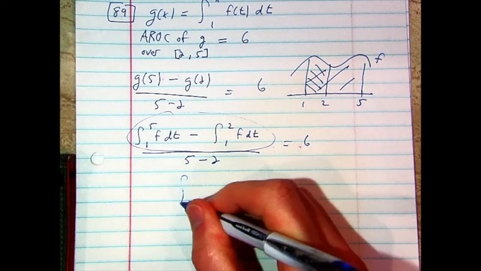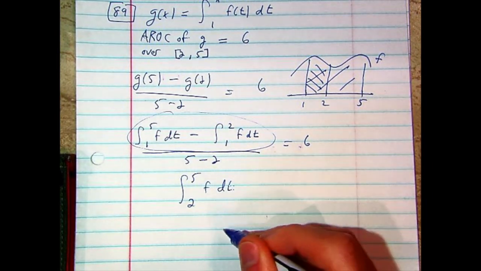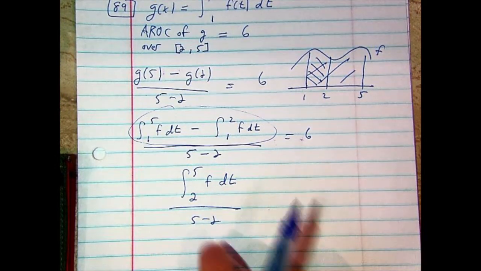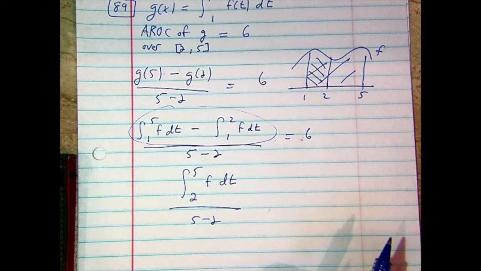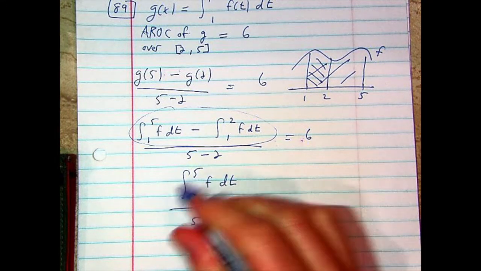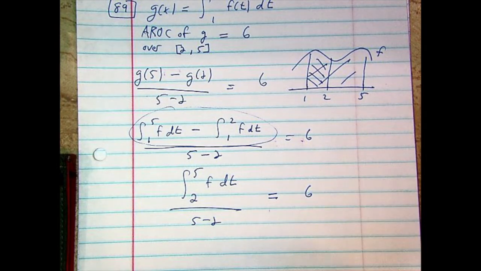So that numerator can be rewritten as just the integral from 2 to 5 of f dt over 5 minus 2. I know that 5 minus 2 is just 3, but I have a feeling that if I leave it unsimplified, then I'll be more able to interpret the meaning of this expression. And that's supposed to be equal to 6.